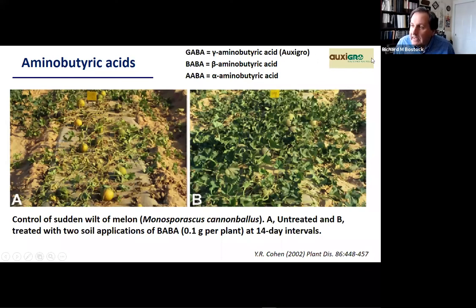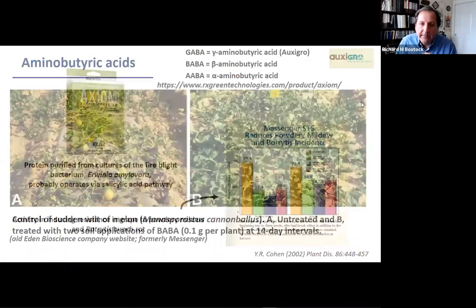GABA was sold as Oxygro at one time. I don't know if it's still available. I haven't been able to really see it, but yeah, you could find it in the industry.